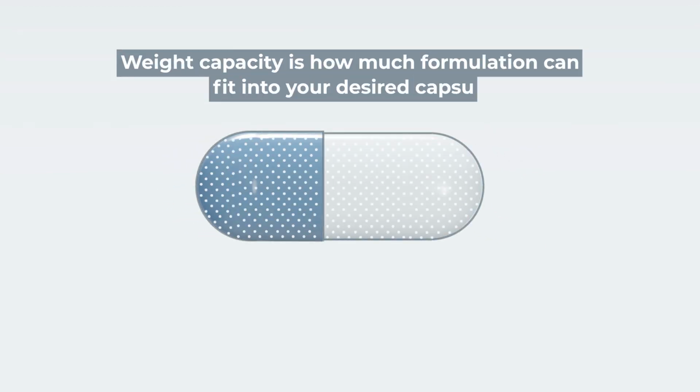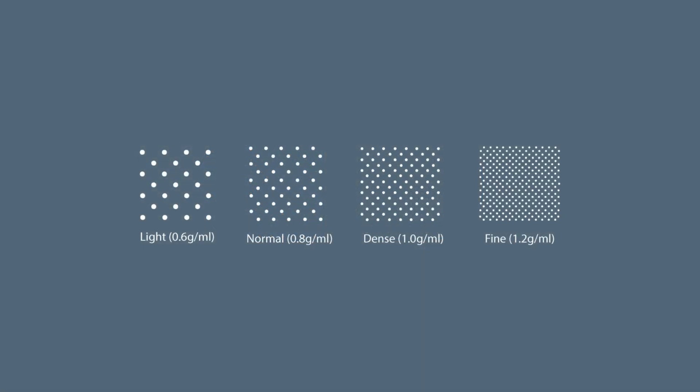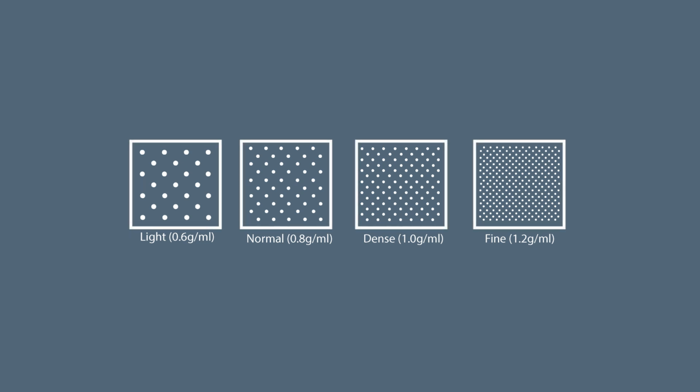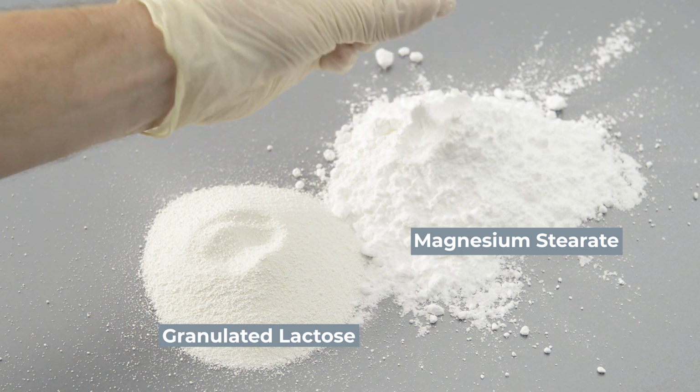The weight capacity measures how much of your formulation can fit inside your desired capsule. However, this will depend on the density of the formulation. You wouldn't be able to fit as much of a light, fluffy powder into a capsule as you would with a higher density. Even the same ingredient produced by two different manufacturers can have different densities depending on the manufacturing process.